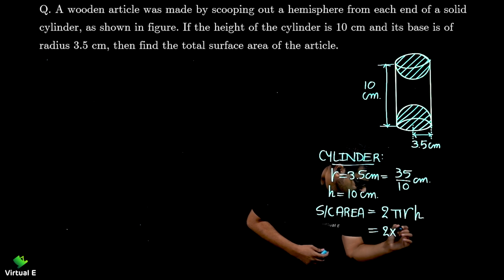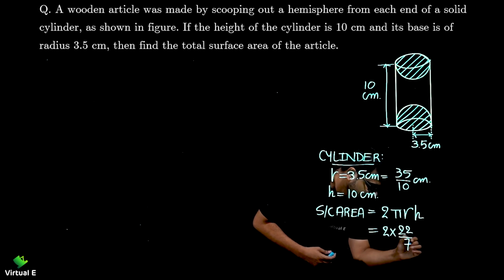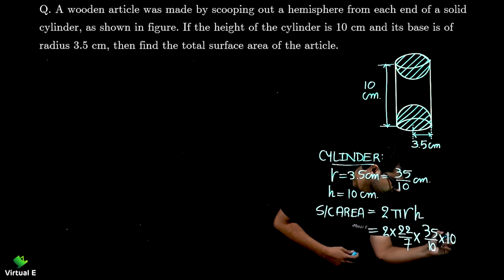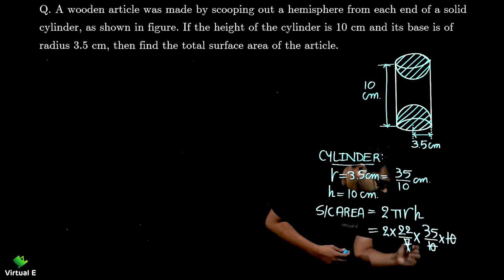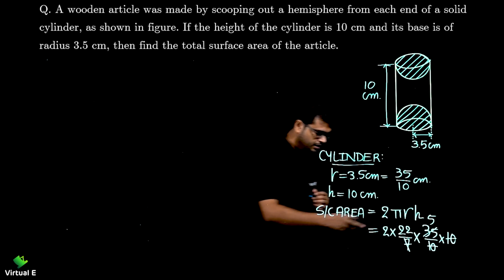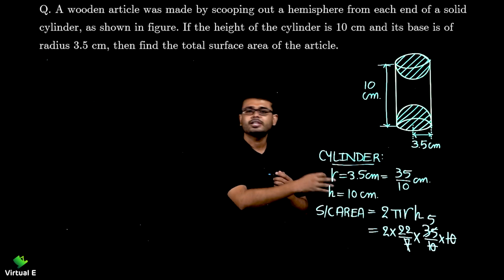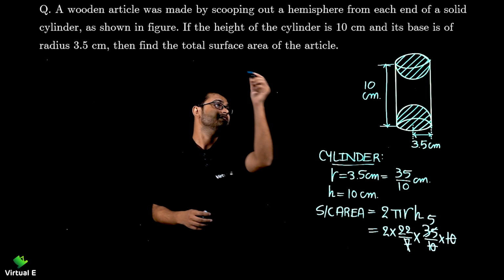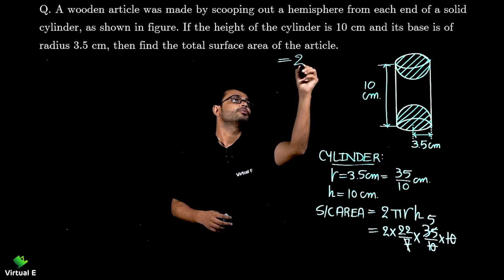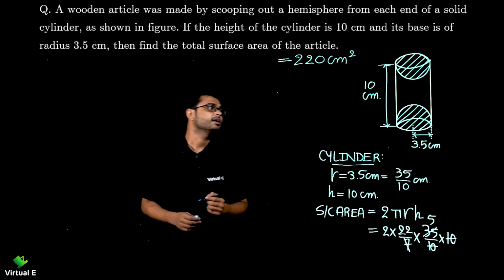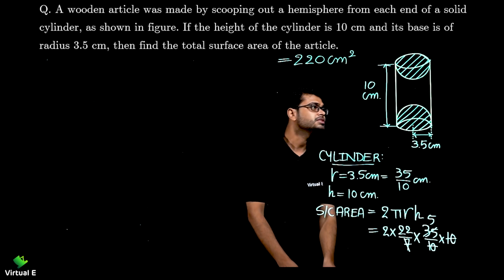So 2 into 22 by 7 into r, which is 35 by 10, into h, which is 10. So this 10 cancels. 7 ones are, and here 5 sevens are. Anything else? Okay, that's it. 2 into 5 will give you 10. 10 into 22, very simple calculation, 220 centimeter square. So let's write the final answer here: 220 centimeter square, the surface area of the cylinder.